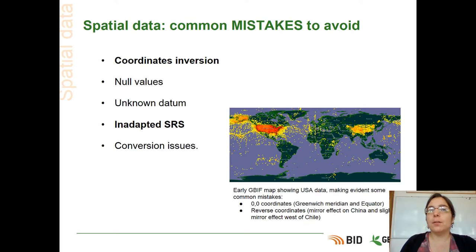You can also see a small mirror effect of the United States data on the west of Chile in the South Pacific, which is due to a coordinate inversion, but with the latitude this time. So this map is a great example to show you what can be wrong with geographical data. You have to be sure that your data are well georeferenced, and you have to check that there are no errors of this kind.